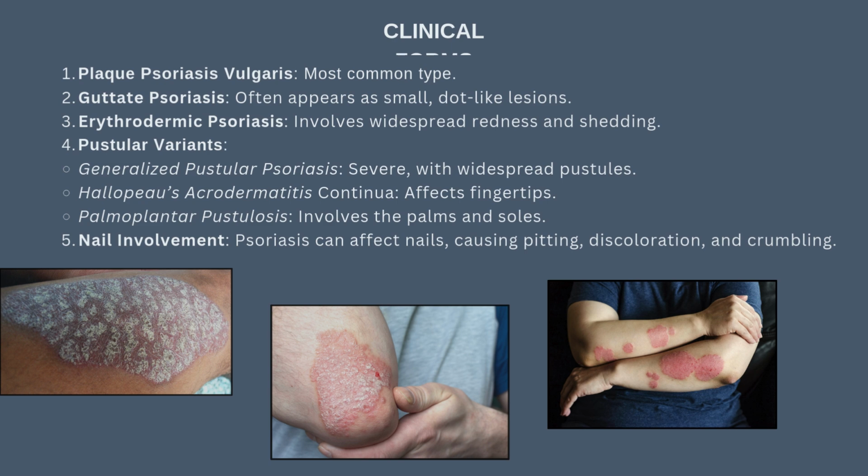Clinical forms: plaque psoriasis vulgaris, the most common type. Guttate psoriasis often appears as small, dot-like lesions. Erythrodermic psoriasis involves widespread redness and shedding. Pustular variants: generalized pustular psoriasis, severe, with widespread pustules. Acrodermatitis continua of Hallopeau affects fingertips. Palmoplantar pustulosis involves the palms and soles. Nail involvement: psoriasis can affect nails, causing pitting, discoloration, and crumbling.